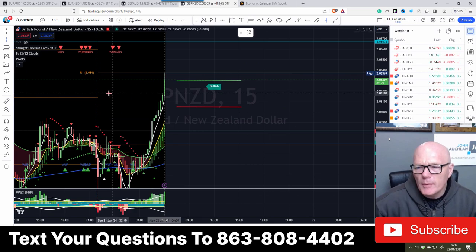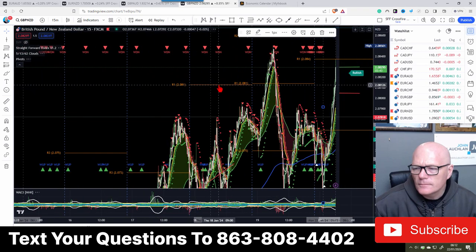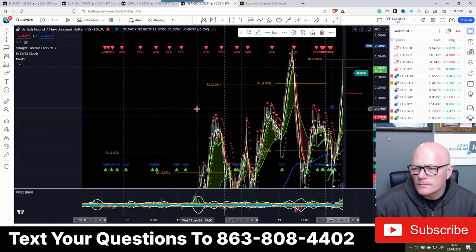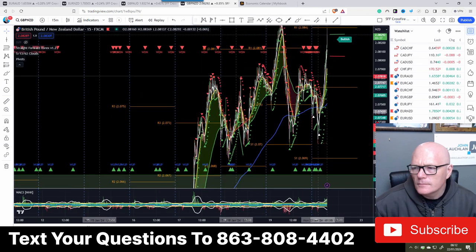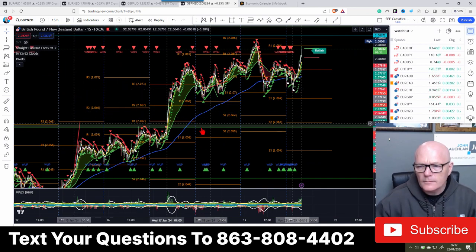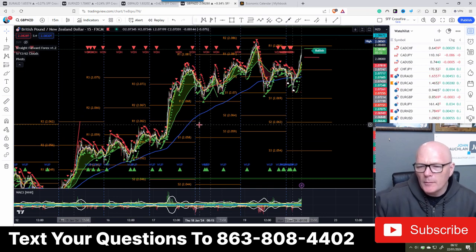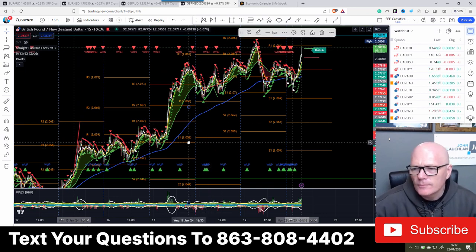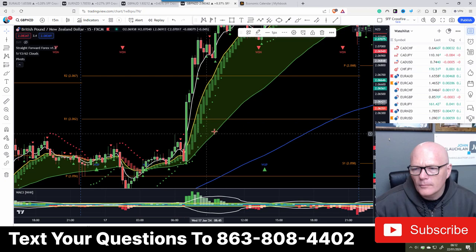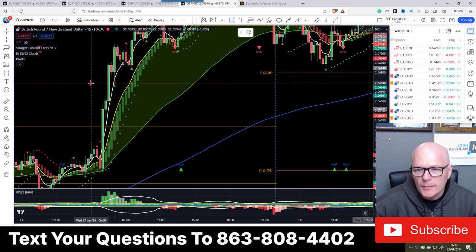Right. GBP NZD. Mitigated, so it formed it earlier, okay, and then price then came through. When it comes through and touches it and breaks through that imbalance, it's gone. The imbalance is gone. Imbalance here.